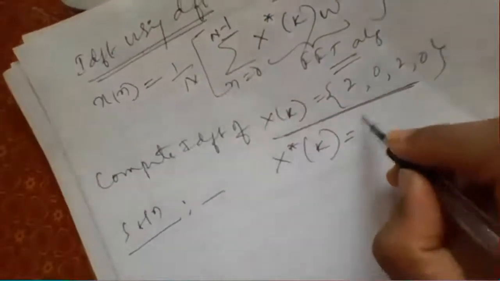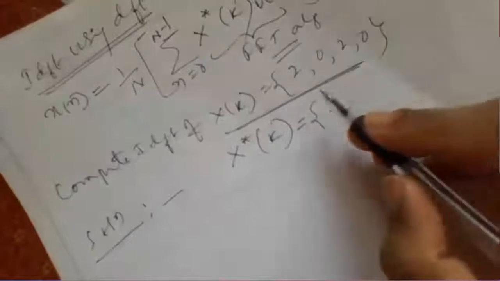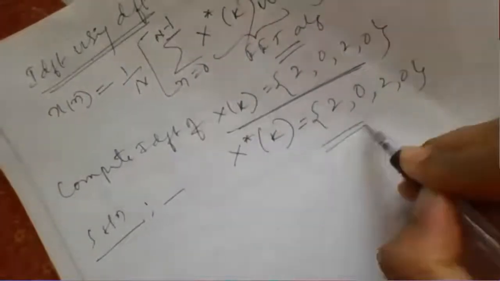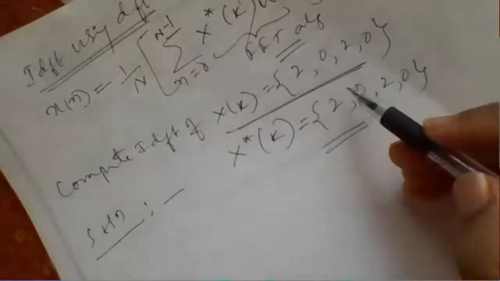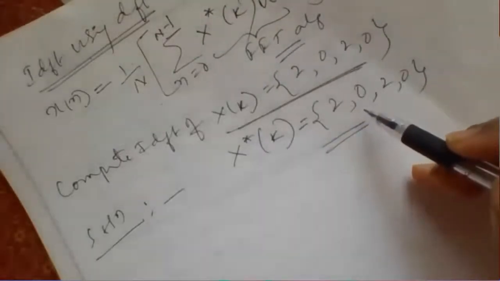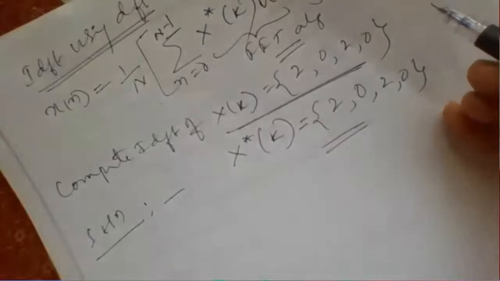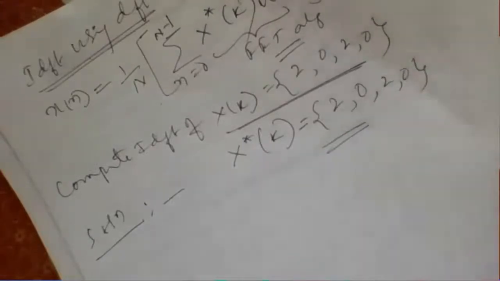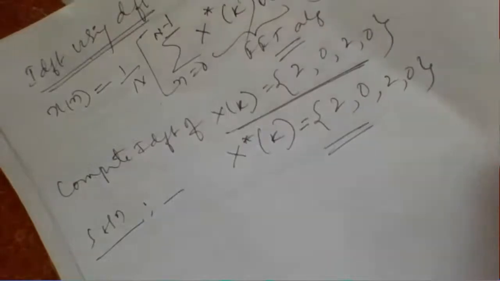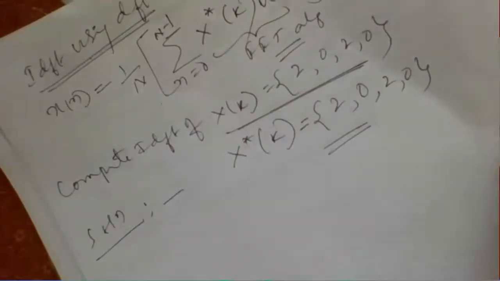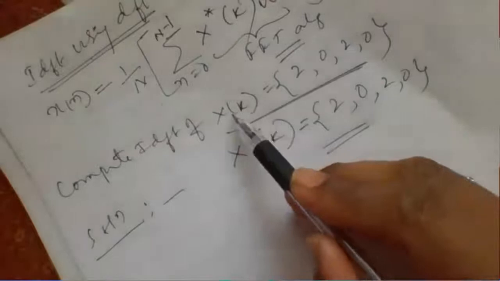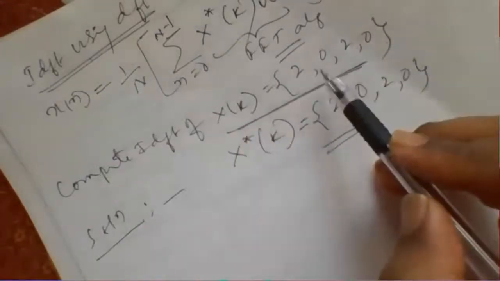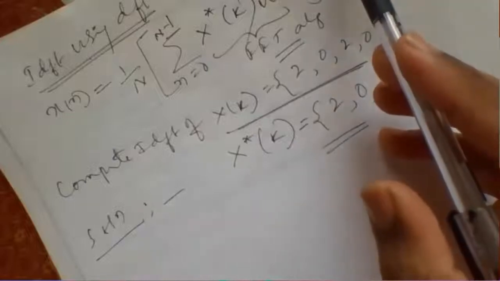X star of k will be the same sequence, because all values are real here. If there were any complex numbers, we would have inverted plus j to minus j and minus to plus. I have taken a simple sequence because my intention is to show how to use the signal flow graph in IDFT computation. In the problem, X of k is 2020. Now we will calculate the IDFT using the signal flow graph method.